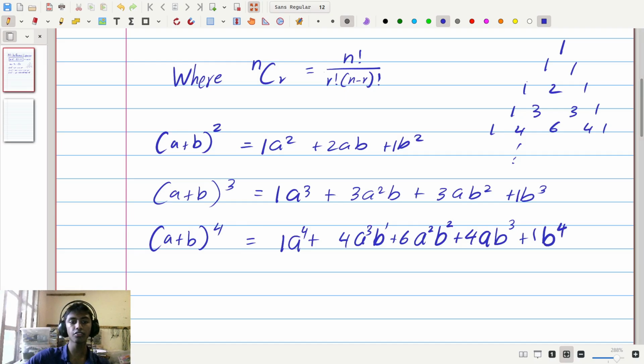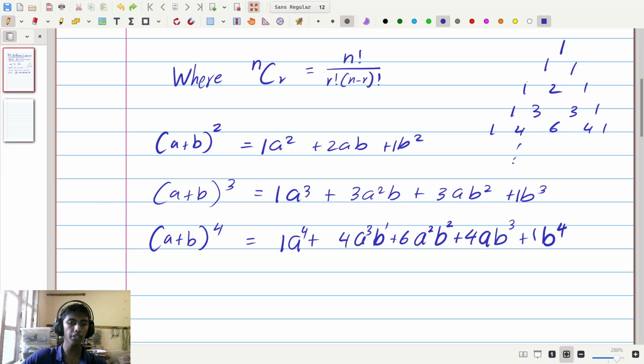In general, you can see that if we have a power of n and we have a plus b to the power of n, then a plus b to the power of n is going to start with a to the power of n, it's going to end with b to the power of n, and you're going to have a bunch of terms in the middle that can be found using Pascal's triangle. You can find the coefficients using Pascal's triangle, and you can fill in the gaps by just going down 1 each time in terms of the power of one coefficient, and then go up 1 each time for the other one.